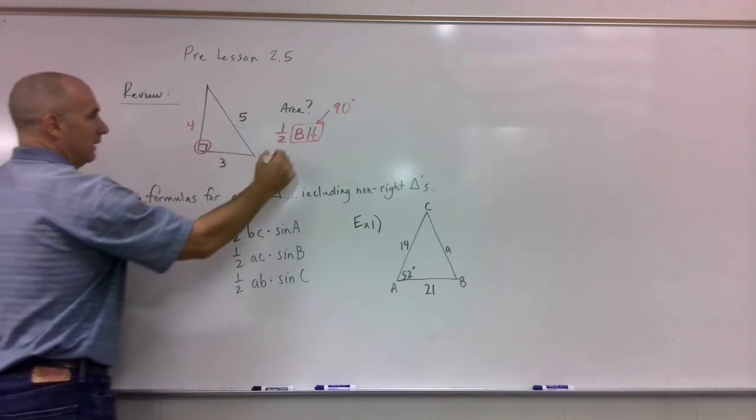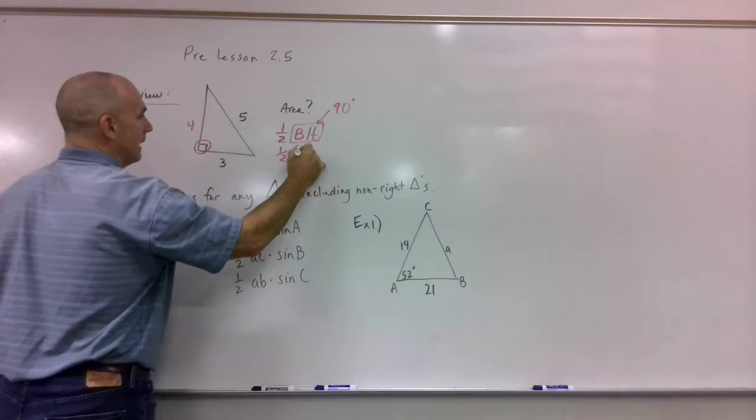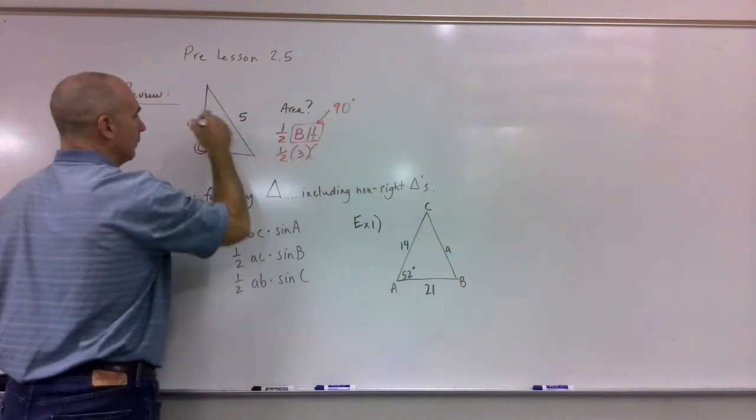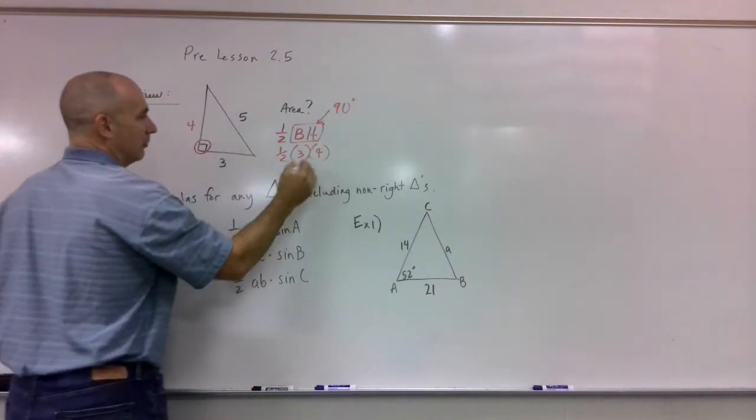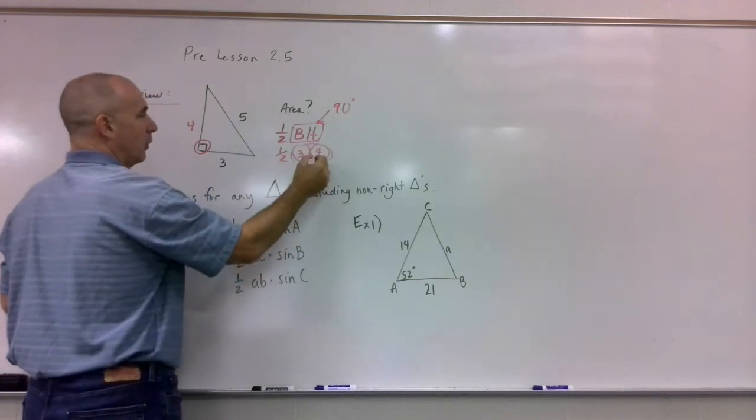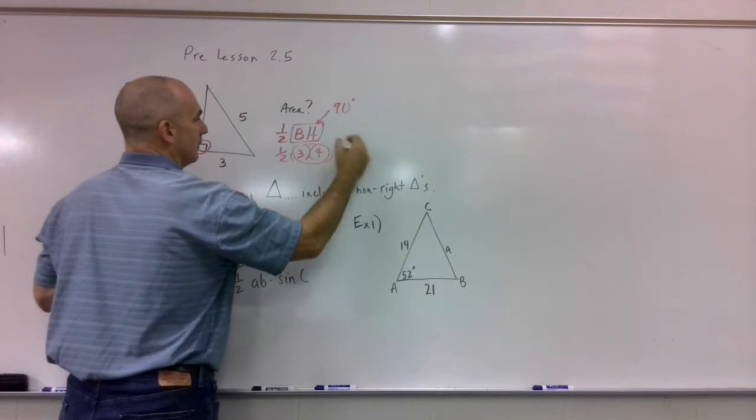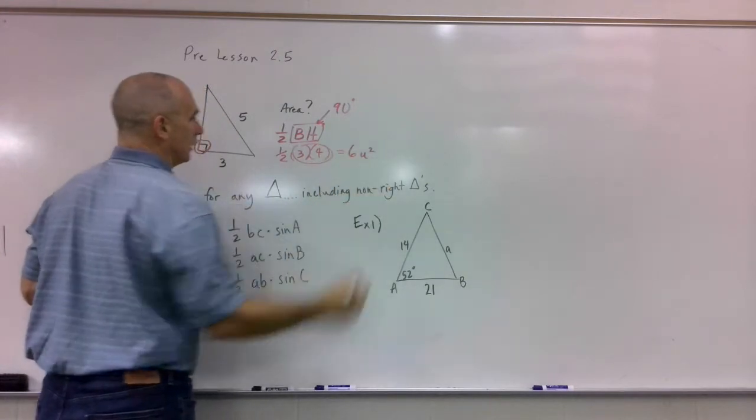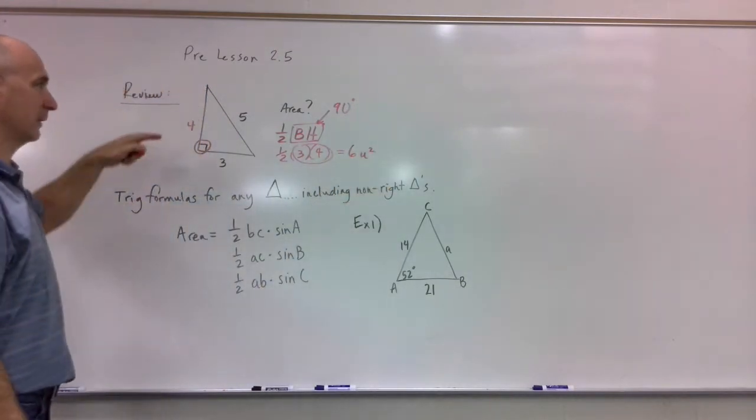And so I say, okay, 1/2, my base, which is 3, my height, which is 4. And I don't distribute the 1/2 because I don't have a plus sign in there. So 3 times 4 is 12. 12 times 1/2 is 6 square units. You want to get specific?